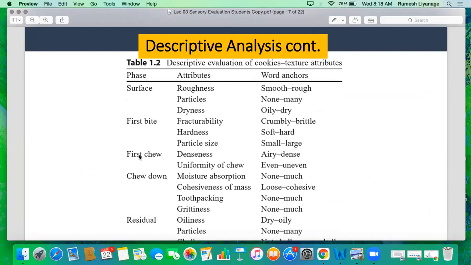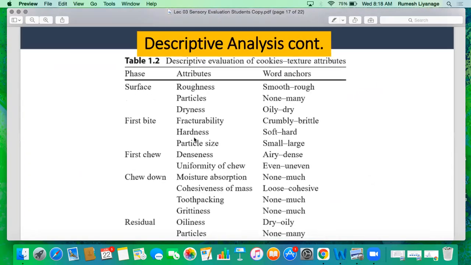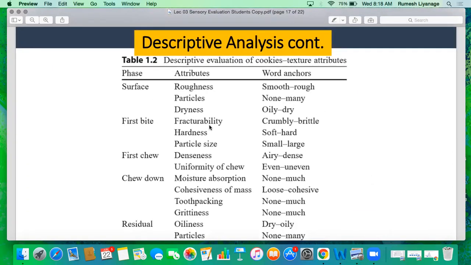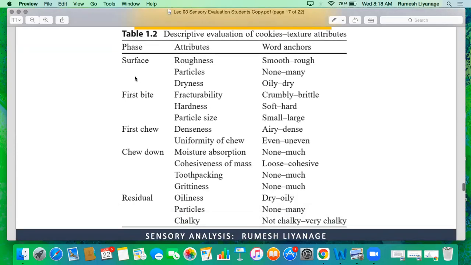So imagine you are going to perform a test to measure texture. Then, as we have discussed, there are 5 phases. Surface, the first bite, first chew down, and residual. So for each phase, there are attributes.